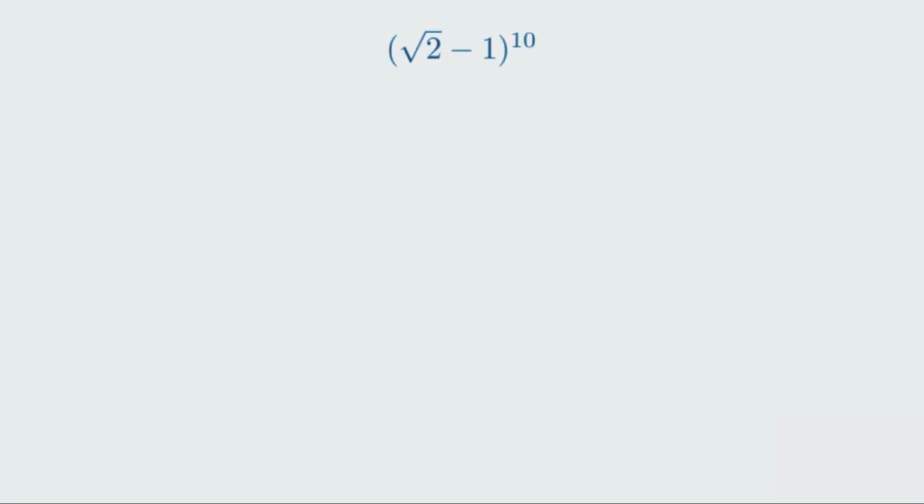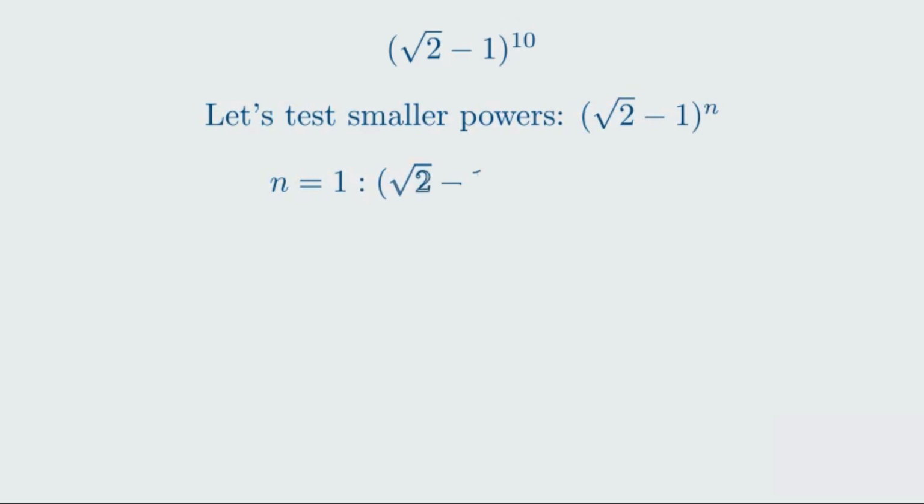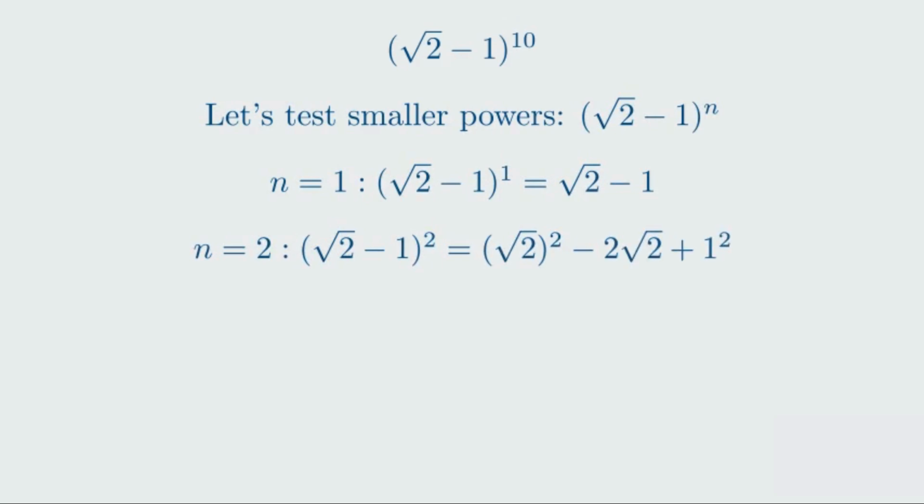The power of 10 is quite high, which suggests we should look for a pattern by starting with smaller exponents. Let's start with n equals 1, 2, and 3. When n is 1, it's just square root of 2 minus 1. Simple. When n is 2, we have the square of the binomial. Expanding it gives us 2 minus 2 times the square root of 2, plus 1, which simplifies to 3 minus 2 times the square root of 2.